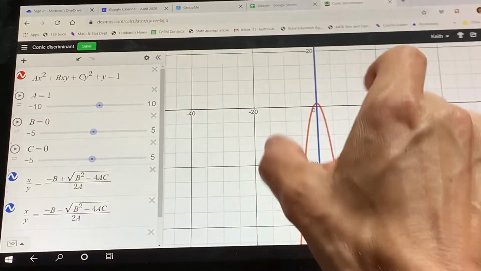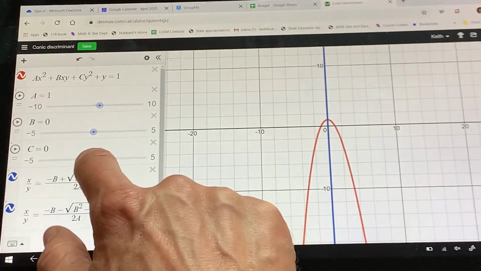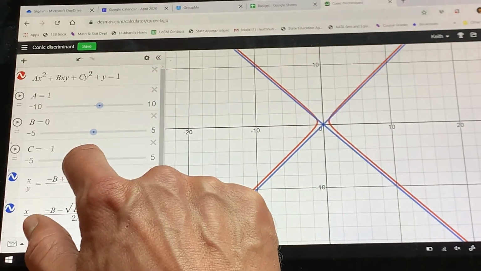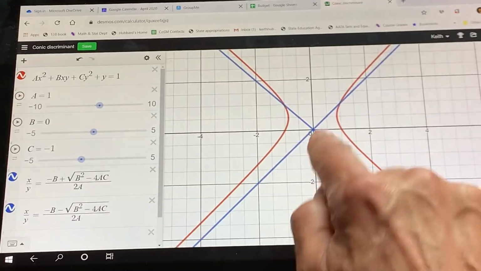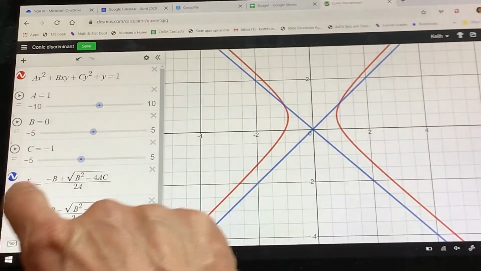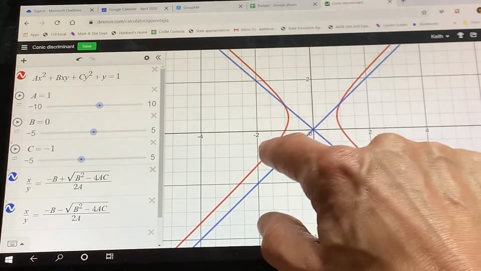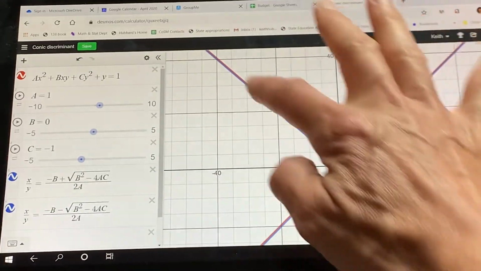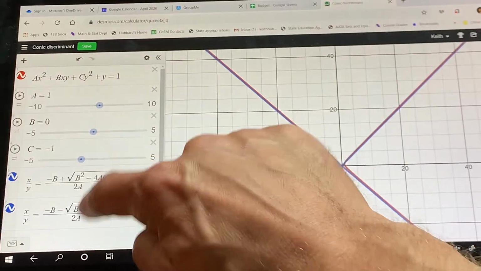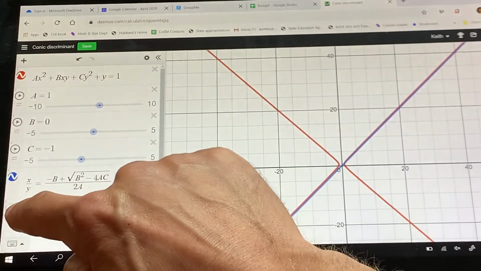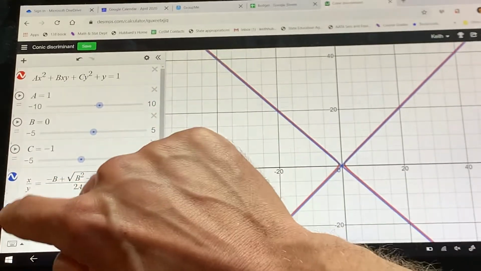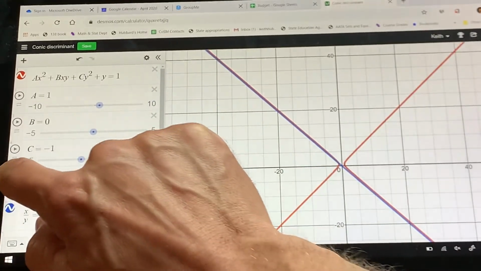So let me go back in and show you what happens if c goes negative. Well, if c goes negative, you can see we've got a hyperbola happening there, right? And what happens to these lines? Those lines are actually the asymptotes that you're getting really close to, okay? It's really convenient. This is that asymptote. This is the other asymptote, right?